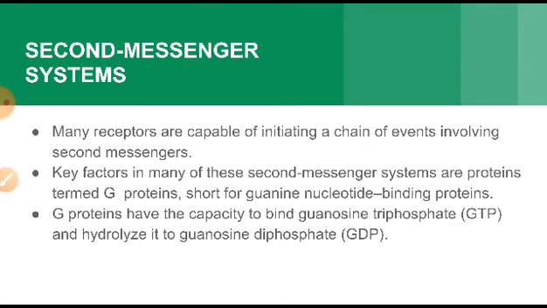Key factors in many of these second messenger systems are proteins termed G proteins. In most cases, the second messenger system has one very important protein which we call G protein, and the G stands for guanine nucleotide binding proteins. G proteins have the capacity to bind guanine triphosphate and hydrolyze it to guanine diphosphate, right? So G proteins are always hydrolyzing GTP to GDP. That's what they are doing, and by that they generate some signal and the further events.